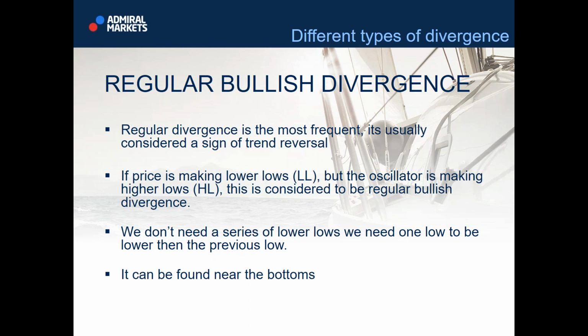So regular bullish divergence. Once more, if you're not sure, guys, please snapshot your screen, snapshot this slide. So price is making lower lows, but the oscillator is making higher lows. Okay, lower lows on the price, higher lows on the oscillator. So it's bullish divergence. Only one low needs to be made. So only one lower low and a higher low. You don't need a series.